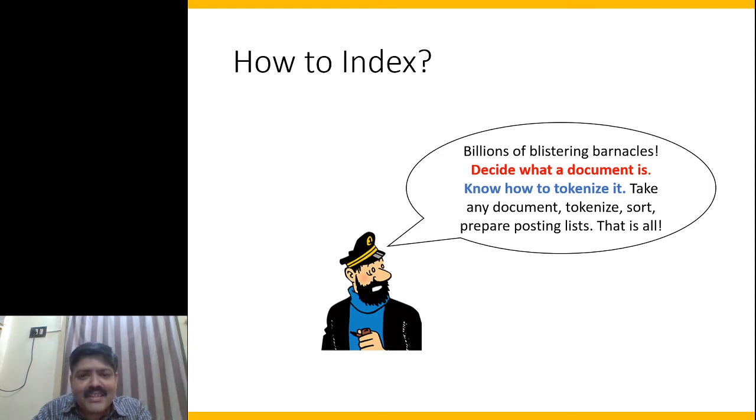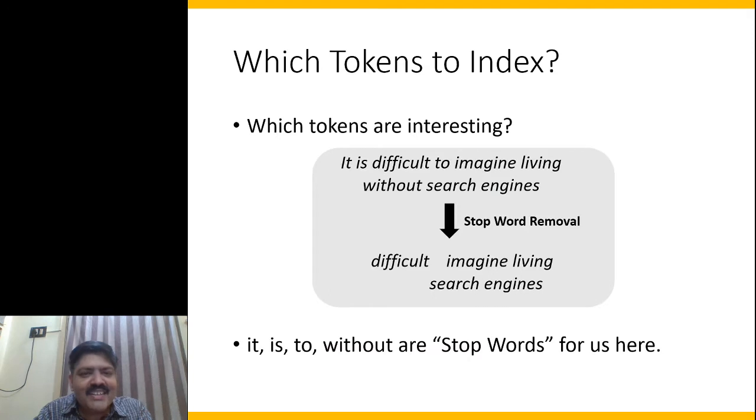Okay, so let's revise. If we know what a document is and if we know how to tokenize it, then we could take a document, tokenize it, then sort the terms, prepare the postings list. That's all. Or probably not. So here is another example. We discussed this already. We might want to remove some stop words from the list that we tokenize. So let's remove the stop words.